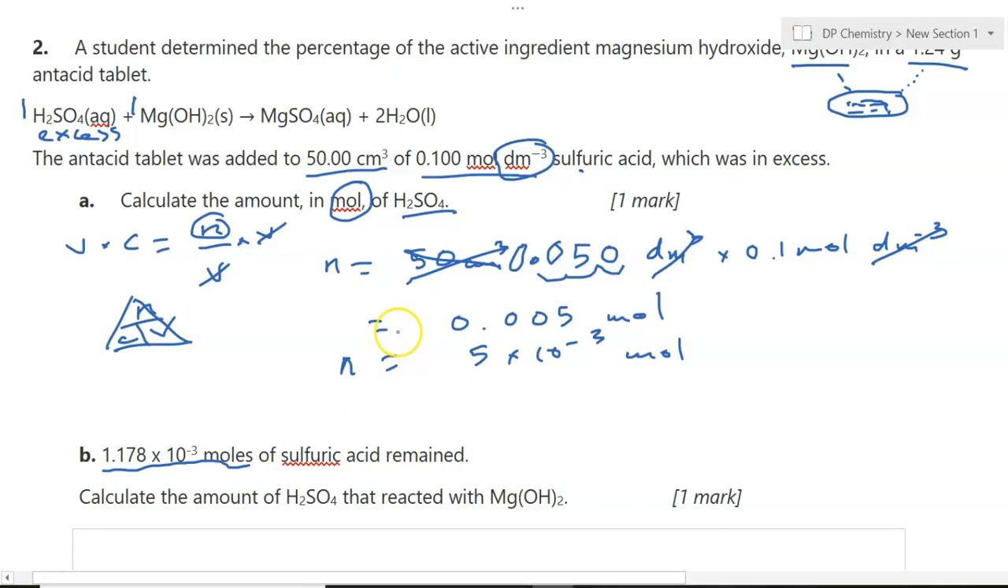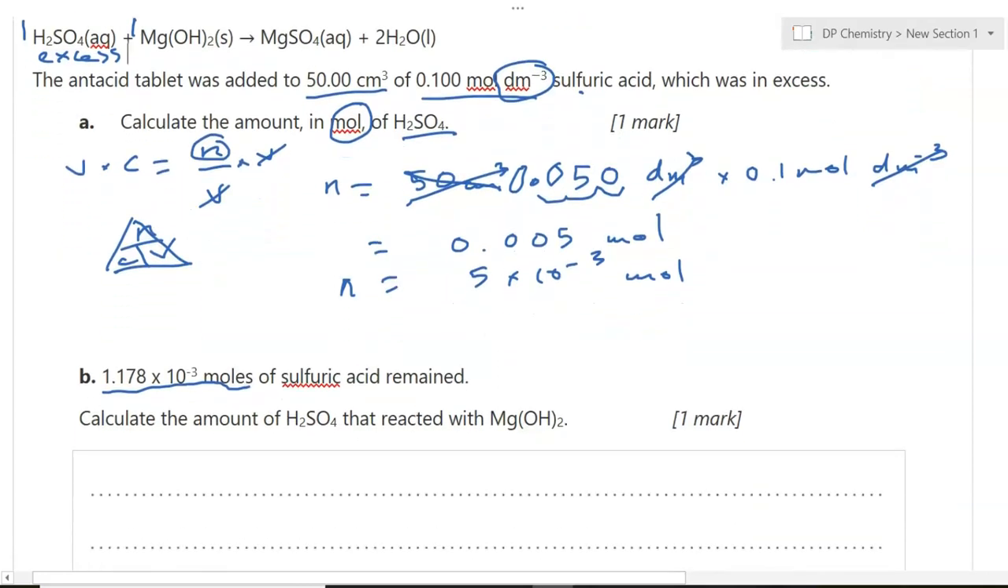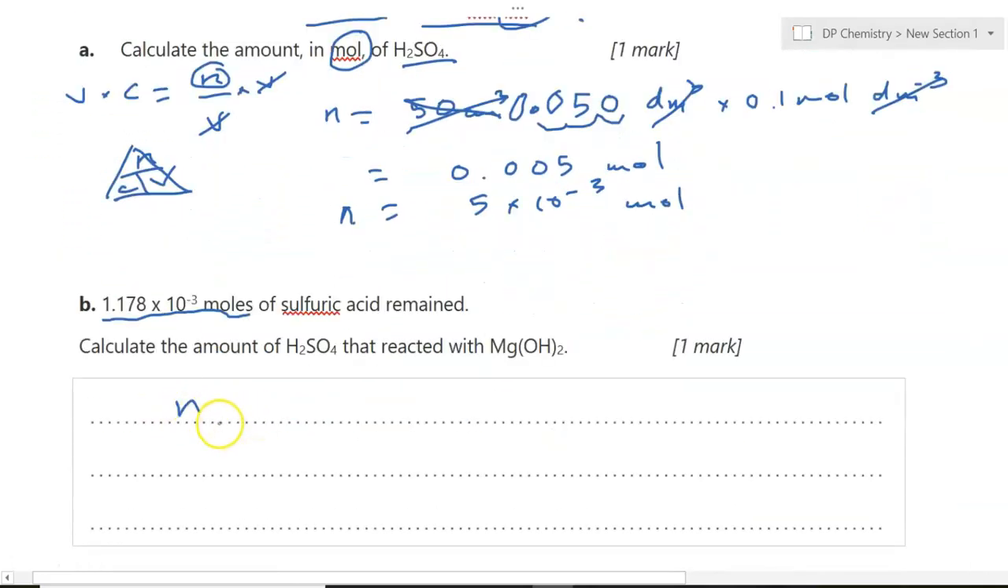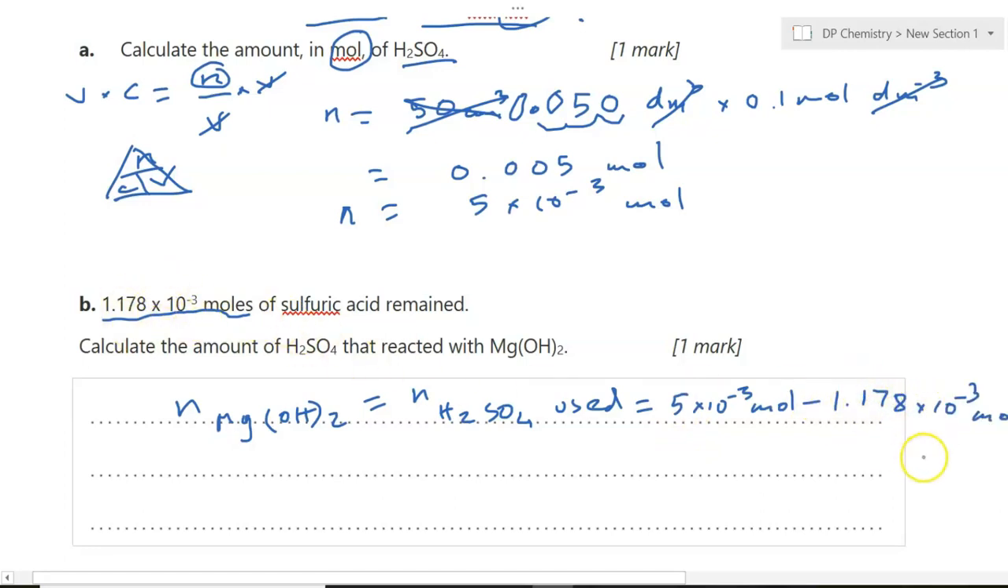So whatever amount of H2SO4 is used, that is the amount of MgOH too, right? So one can just say the mole of MgOH2 is equal to the mole of H2SO4 that is used, which is the total amount right here minus this amount here. Oh, by the way, on the real test, you wouldn't write outside the box, because whatever is outside the box is not going to get graded.